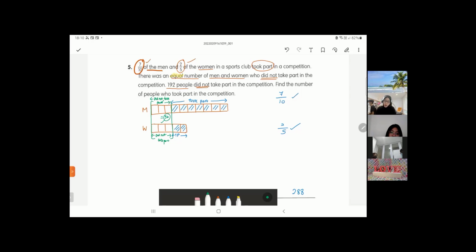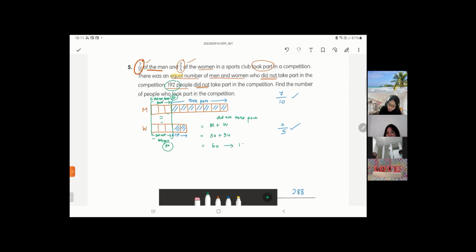Okay, so we know that 192 people did not take part in the competition. There are 3 units of the men and of course 3 units of the women. I got no space, so I put it like that. Okay, but what you can do is you can put it at the side like these 3 units and here 3 units, so you can see clearly. Okay, instead of putting like that lah, so you can see equal means these 2 parts are the same. So 192 did not take part. So the men plus women who did not take part is equal to 3 unit of men plus 3 unit of women equals to 6 unit.